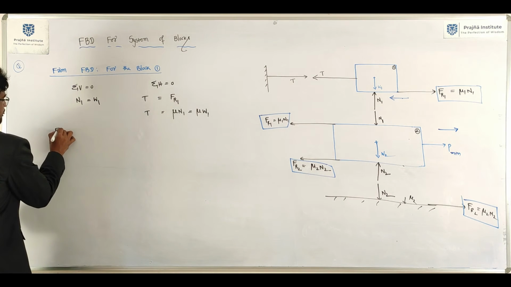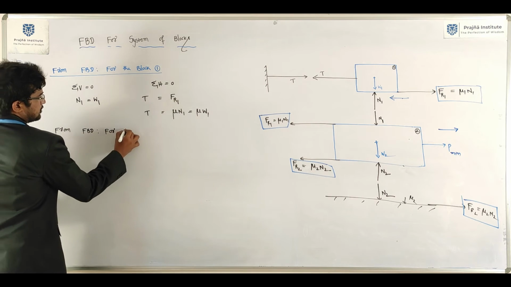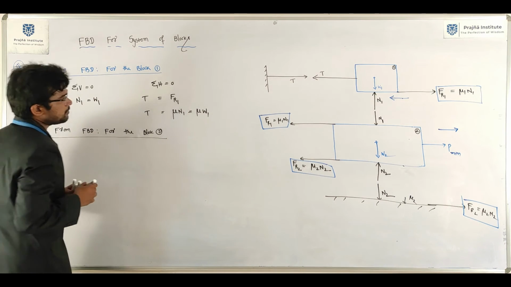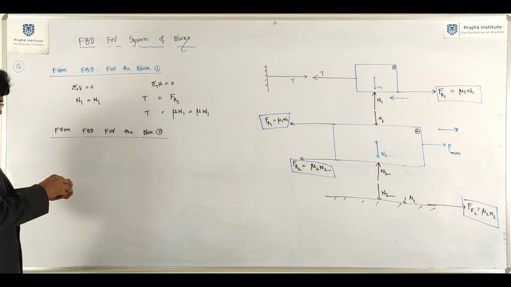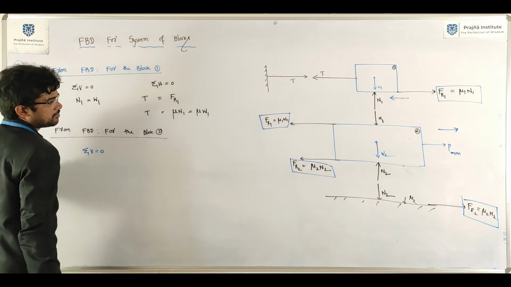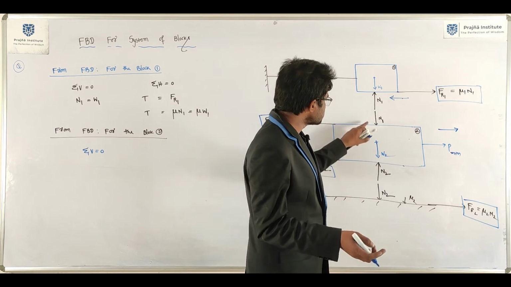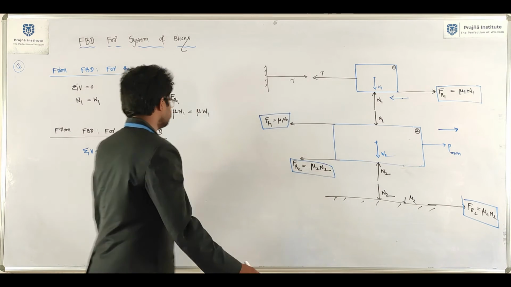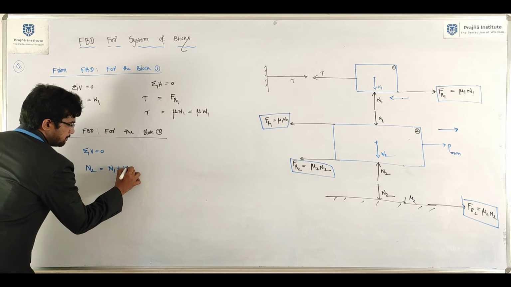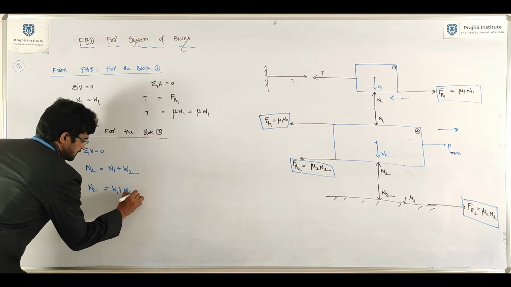Okay, so from the free body diagram for block 2, here tell me, sigma V equals 0. For block 2, the sum of the downward forces equals the sum of the upward forces. Here N2 is acting upward, N1 plus W2. N1 equals W1, so N2 is equal to W1 plus W2.